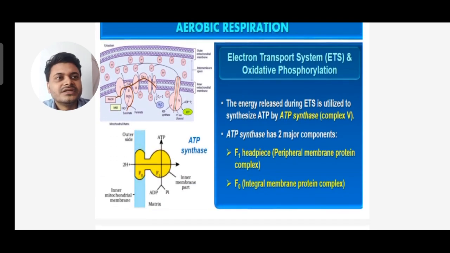You can see the energy released during ETS is utilized to synthesize ATP by ATP synthase, that is complex 5. ATP synthase has two major components. One is the F1 headpiece, another is F0. The F1 headpiece is a peripheral membrane protein complex and F0 is an integral membrane protein complex. You can see the pictures are given.